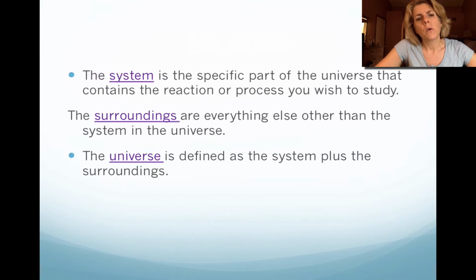Okay, so system. A system is a specific part of the universe, so it could be a flask, it could be a beaker. We only care what's going on in that flask or that beaker. The surroundings are anything outside of that glass or that beaker. And then the universe is a combination of the beaker or the flask and anything outside of that beaker or flask.